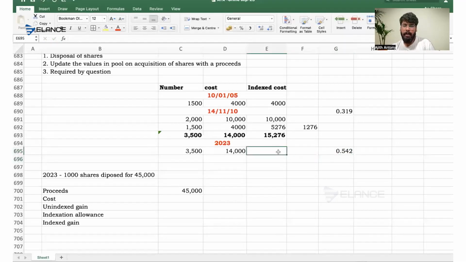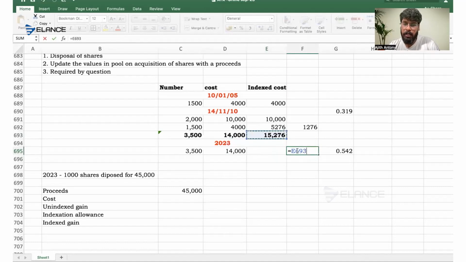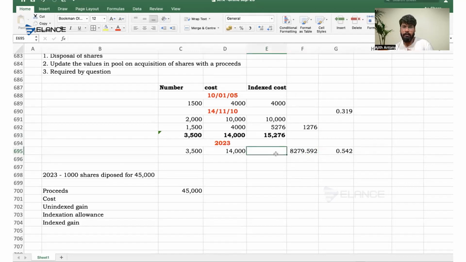അപ്പൊ ഞാൻ എന്ത് ചെയ്യണം? ഈ 14,000 ആണ് കോസ്റ്റ്, 15,276 ആയിരുന്നു ഇൻഡെക്സ്ഡ് കോസ്റ്റ് ഇൻ 2010. അപ്പൊ നമ്മൾ 2023 ഇൻഡെക്സ്ഡ് കോസ്റ്റ് കണ്ടുപിടിക്കും. അതിനായിട്ട് നമ്മൾ എന്ത് ചെയ്യും? 15,276 നമ്മുടെ പ്രീവിയസ്ലി ഉള്ള ഇൻഡെക്സ്ഡ് കോസ്റ്റ് ഇൻറ്റു ഈ ഇൻഡെക്സേഷൻ ഫാക്ടർ 0.542. അപ്പൊ നമുക്കൊരു എമൗണ്ട് കിട്ടി. ഈ എമൗണ്ട് ആണ് ഇത്രയും കാലം കൊണ്ട് ഈ കോസ്റ്റിൽ വന്ന റൈസ്.